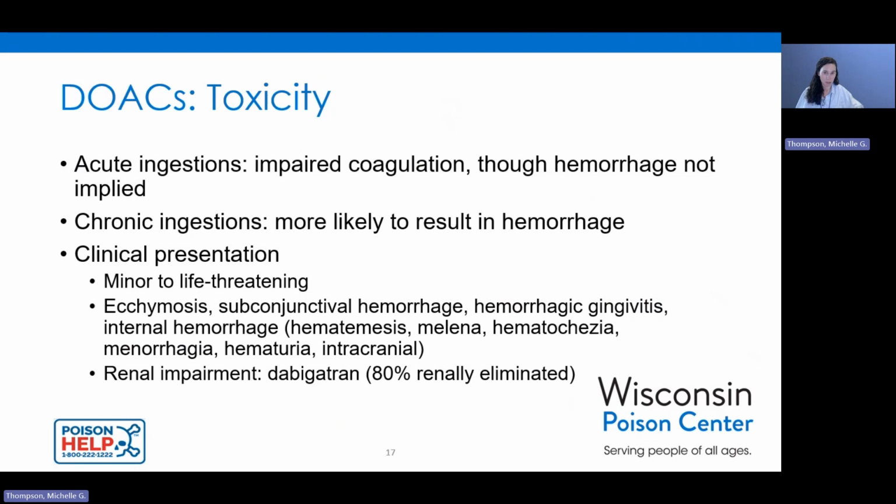Again, we see ecchymosis, subconjunctival hemorrhage, hemorrhagic gingivitis, internal hemorrhage in the form of hematemesis, melena, hematochezia, menorrhagia, hematuria, and intracranial hemorrhage. It's important to note that in patients who have renal failure and are administered dabigatran, it is 80% renally eliminated, and this increases their risk of having catastrophic hemorrhage.